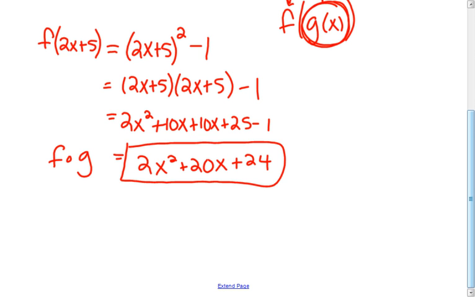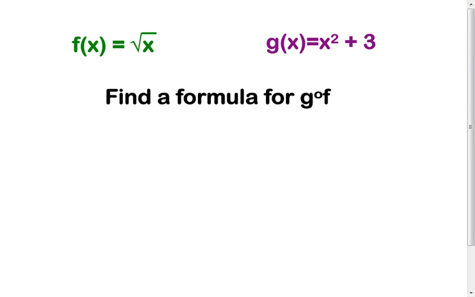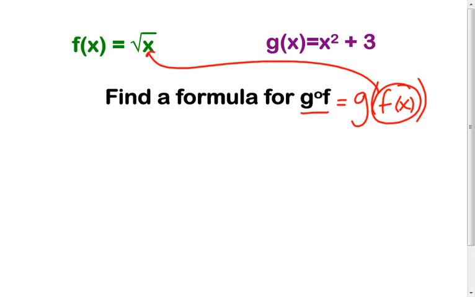Kind of another one. We're going to go the opposite way this time. Again, I did not give you a formula to use, but you know that this is the same as G of F of X. Didn't give you an input, so this inside part is saying use F's equation and plug X into it. I already did that. I used F's equation and I plugged X into it. So that piece is the square root of X. That's my output in this case.